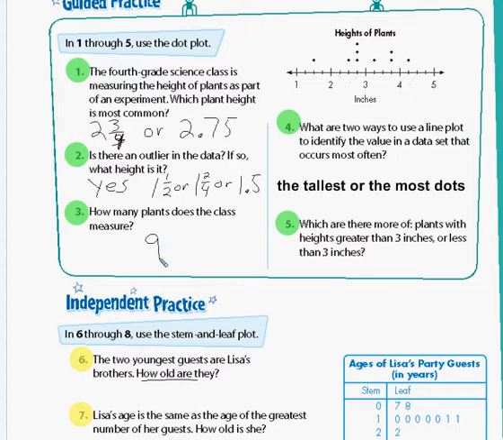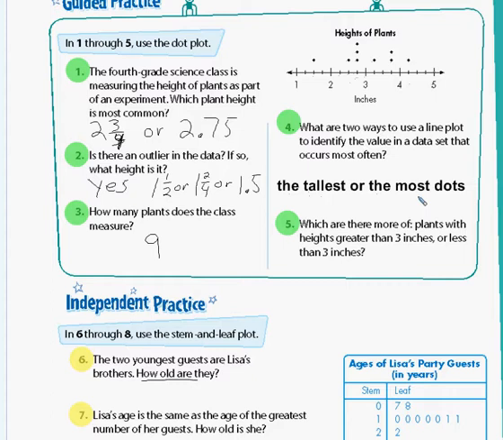What are 2 ways to use a line plot to identify the values in a data set that occurs most often? And we did that on this one already. And we basically looked at the one that was the tallest data point right there, or the one with the most dots. Okay, and that's how you do that.